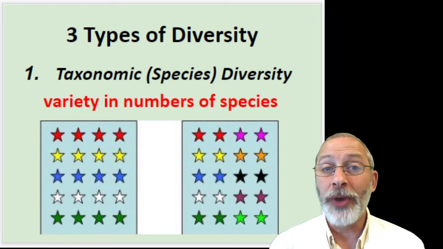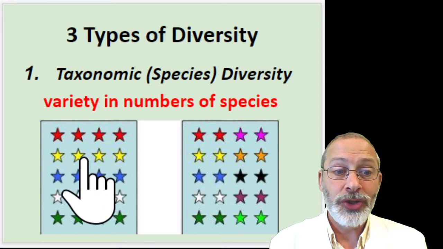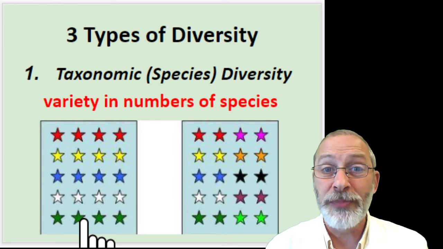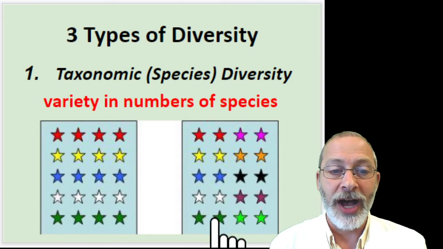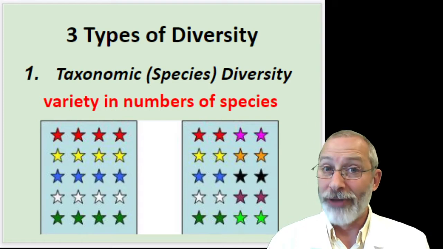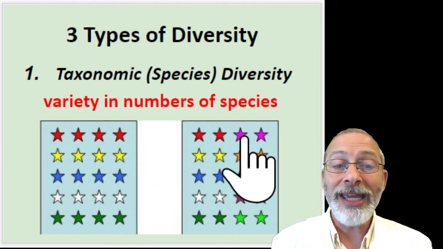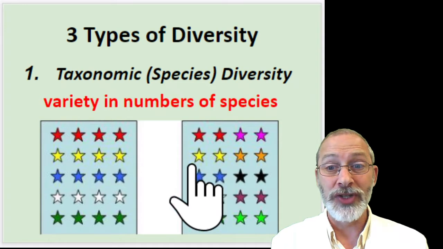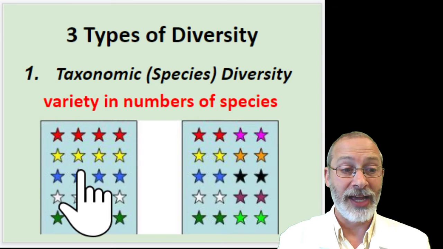Perhaps you said the one on the right. And if you did, you're correct, because check it out. Here we have 1, 2, 3, 4, 5 different colors, which represents 5 different species. But over here on the right, we've got 1, 2, 3, 4, 5, 6, 7, 8, 9, 10. 10 different colors representing 10 different species. So there is a greater variety, a species diversity or taxonomic diversity over on the right-hand side than there is on the left-hand side. Do you see that?